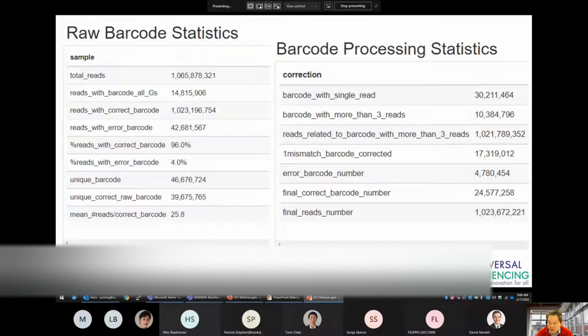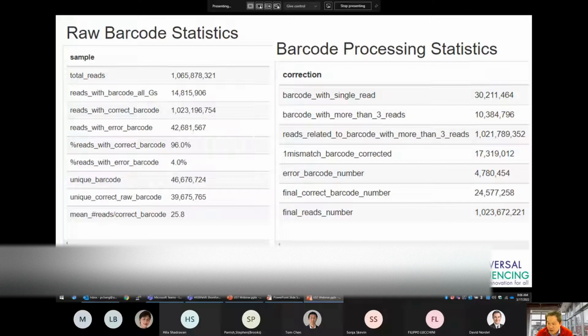And only 4% of reads have an incorrect barcode, which is not a large number. Fortunately, the TellRead software is able to recognize and correct a lot of these errors. One thing you will notice is that of the 46 million barcodes, 30 million barcodes are associated with only one read. This is normal, and we expect that at high sequencing depth, sequencing errors will introduce these spurious barcodes. Most of the reads, 96% of reads, are associated with 10 million barcodes that contain at least 3 reads.